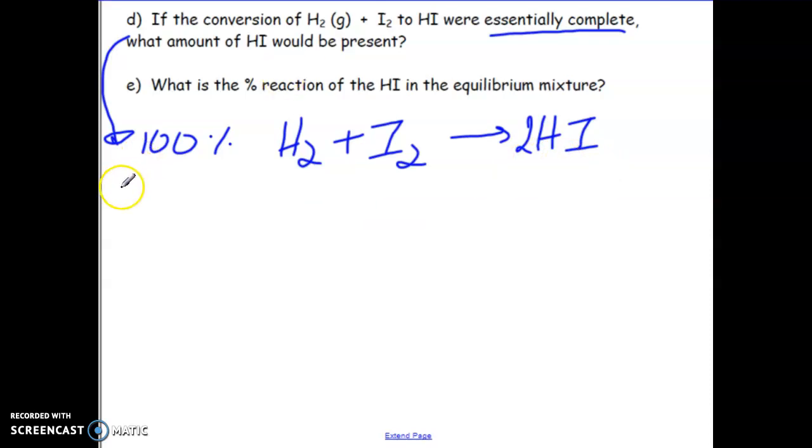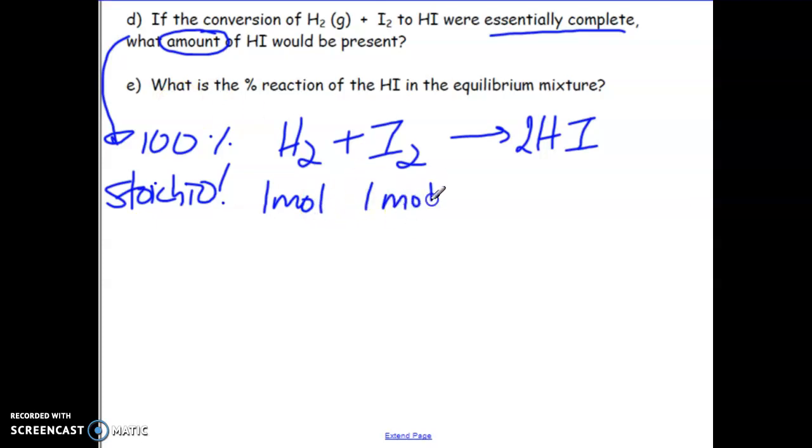So what they're basically asking here is for you to use stoichiometry to determine what the value would be. And remember, they're using the term amount. So we want to know how many moles would be possible to be produced. So essentially, you're just going back to good old mole ratio. Remember, we started off with 1 mole of each, right? So we have 2 reactants. Technically, we don't have a limiting reactant because they're the same value.